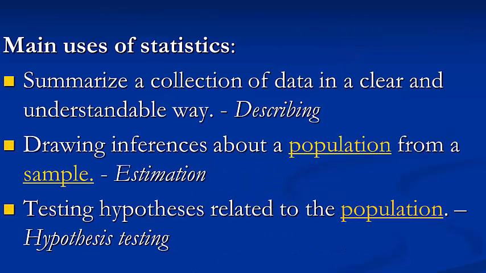I will start by outlining the main uses of statistics to us as researchers. Basically, firstly, statistics is a way of summarizing a collection of data in a clear and understandable way. So this could be thought about as describing the population. Next, we might want to draw inferences about a population from a sample, and this is referred to as estimation. And we might even want to go on and test hypotheses related to the population, which is hypothesis testing.